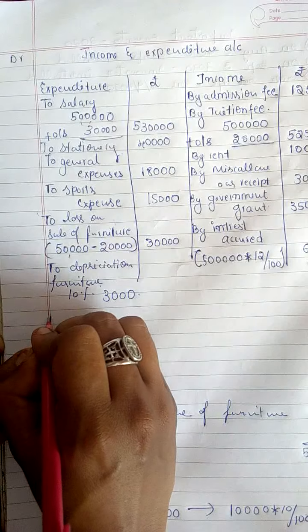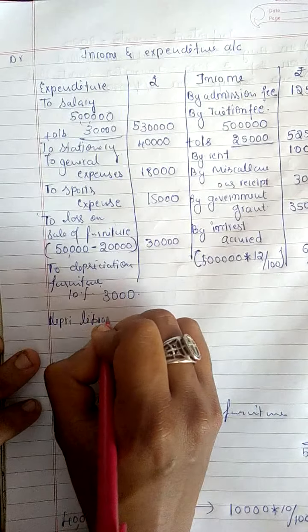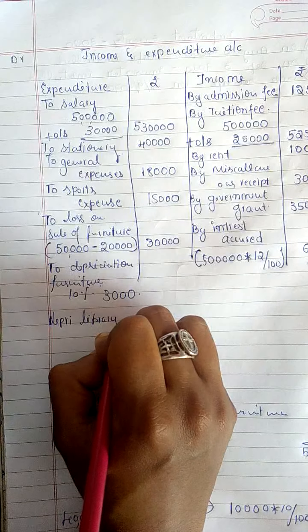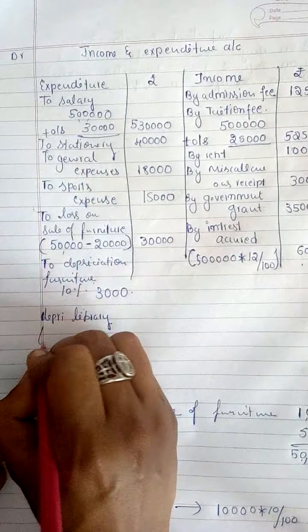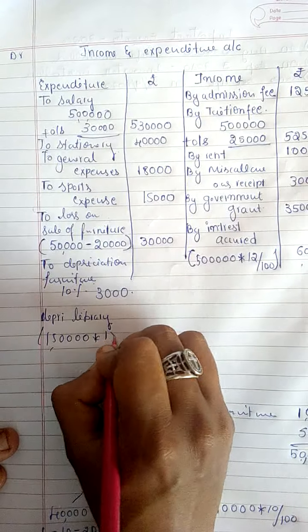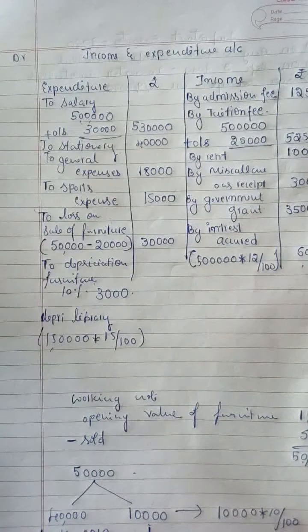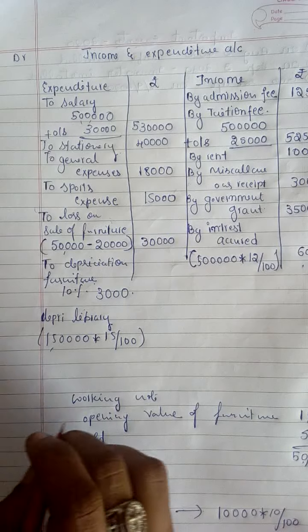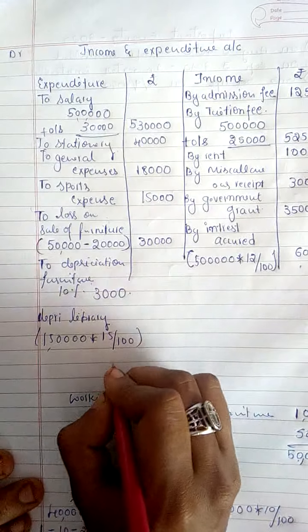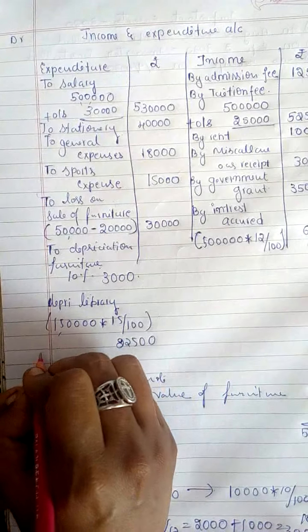Then depreciation on library books. Library book value is, opening value 1,50,000. 1,50,000 into percentage of depreciation is 15%. 1,50,000 into 15 by 100, value is 22,500.